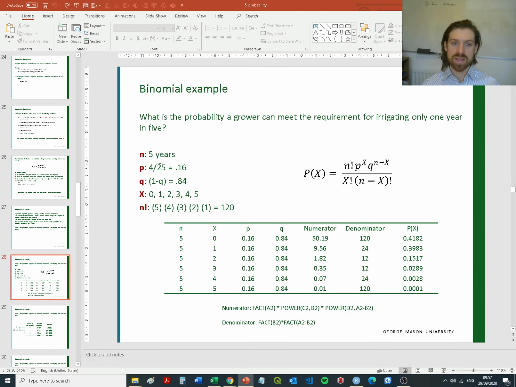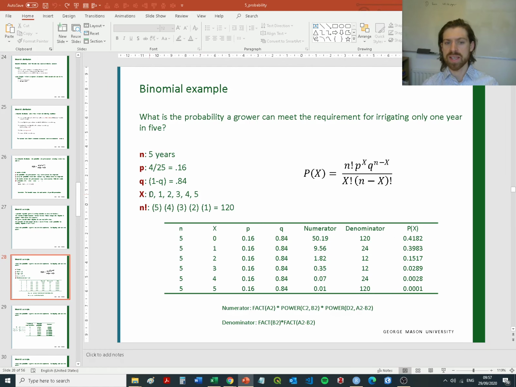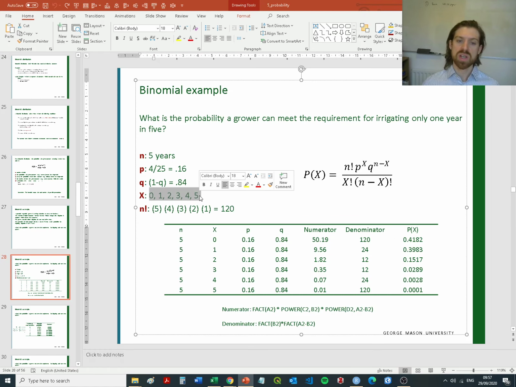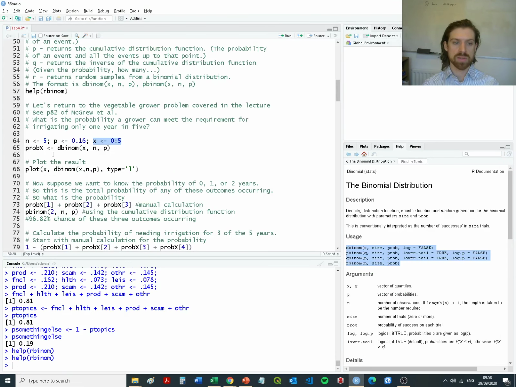So N is the number of trials, P is the probability of requiring the irrigation, and X is essentially a vector containing all the different outcomes that we want to test. So do you not require any irrigation, as in the case of 0? Do you require 1 year of irrigation, or 2 years, or 3 years, or 4 years, or 5 years? And obviously the probability of those more extreme events starts to become very, very small as you move down the table, in this case, to the more extreme events.